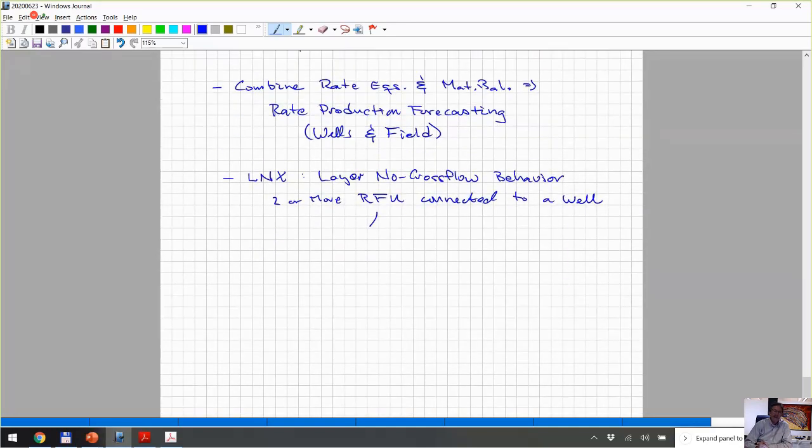So this would be something like M-BAL, where you've got multiple material balances. Some wells can be connected to multiple material balances, each with its own material balance. Okay.